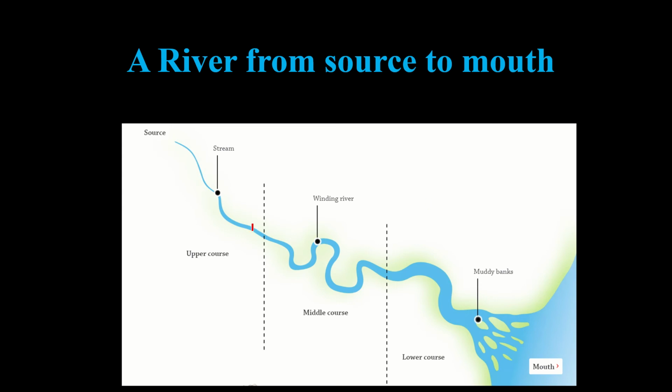See, this is how a river looks from the source to the mouth. So this entire course of a river can be subdivided into three courses. One is the upper course, then the middle course, and then the lower course. Okay, in the upper course you see the stream, then you find the winding river, and then muddy banks.